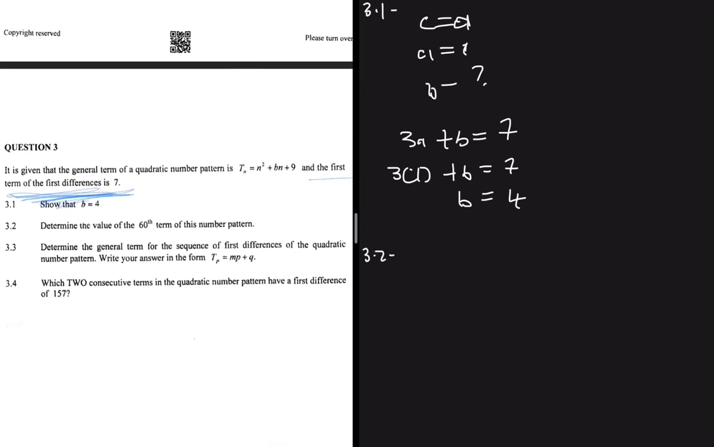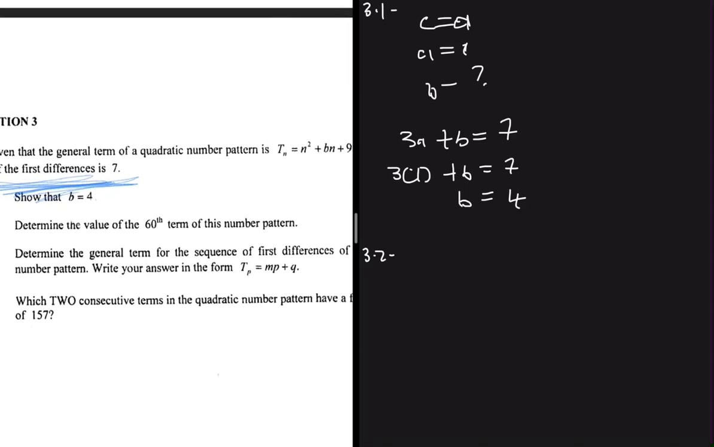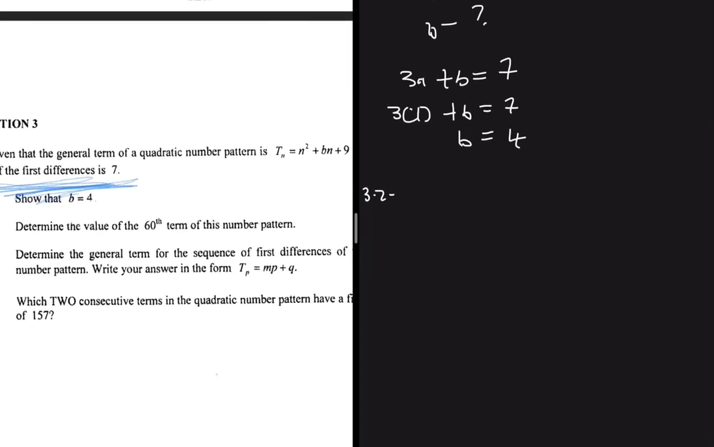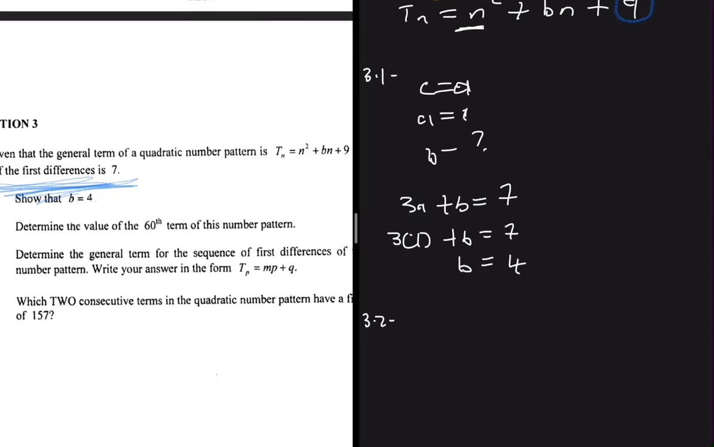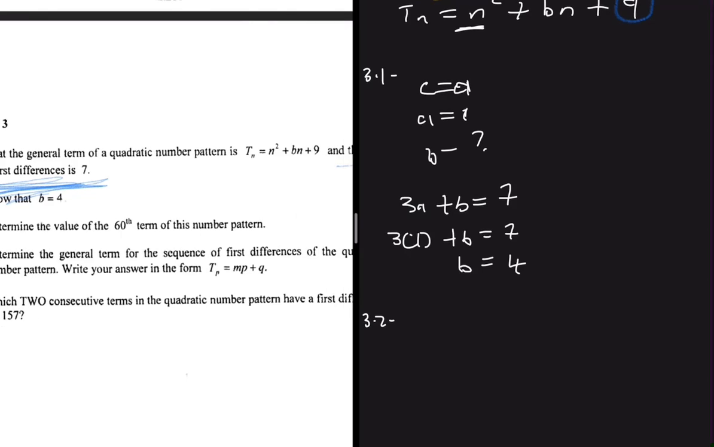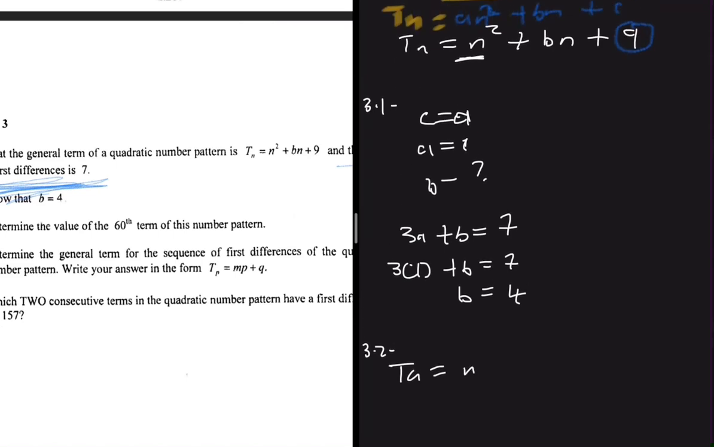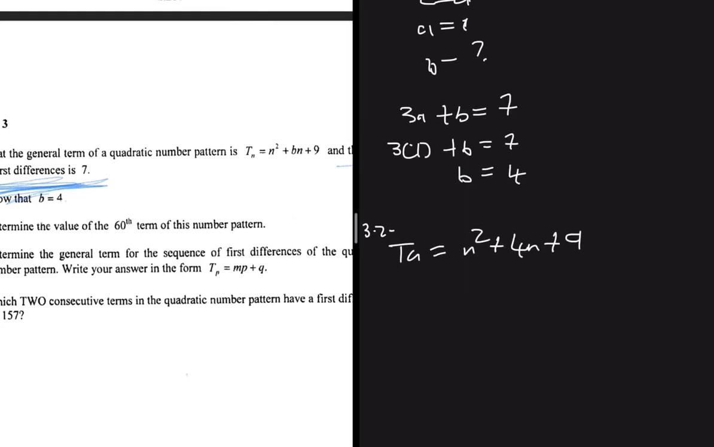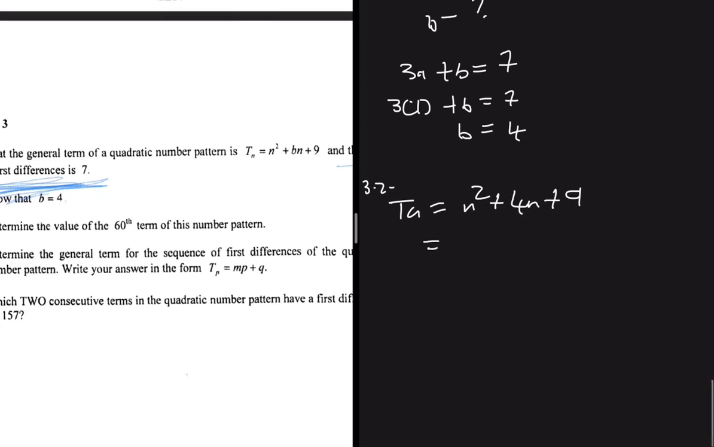Question 3.2 says let's determine the value of the 60th term of this number pattern. Now that b = 4, our general term of the quadratic number pattern will be given by Tn = n² + 4n + 9. If we want to find the 60th term, we have T60 = 60² + 4 multiplied by 60 + 9.